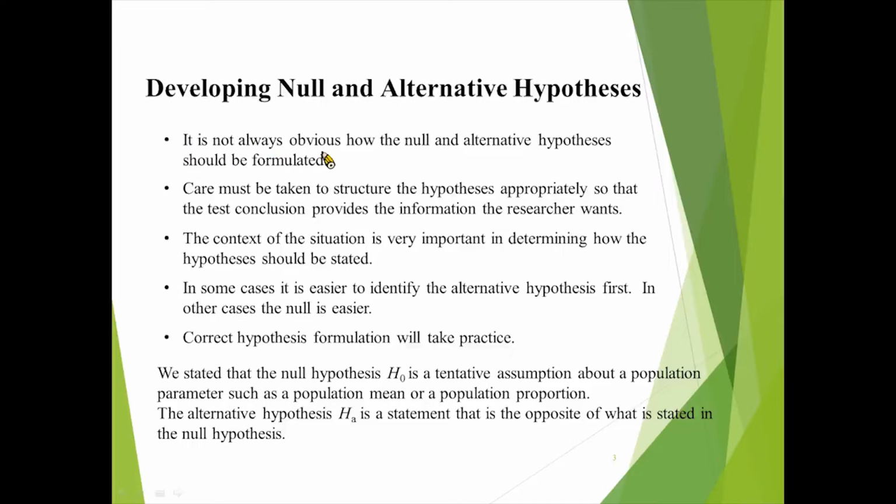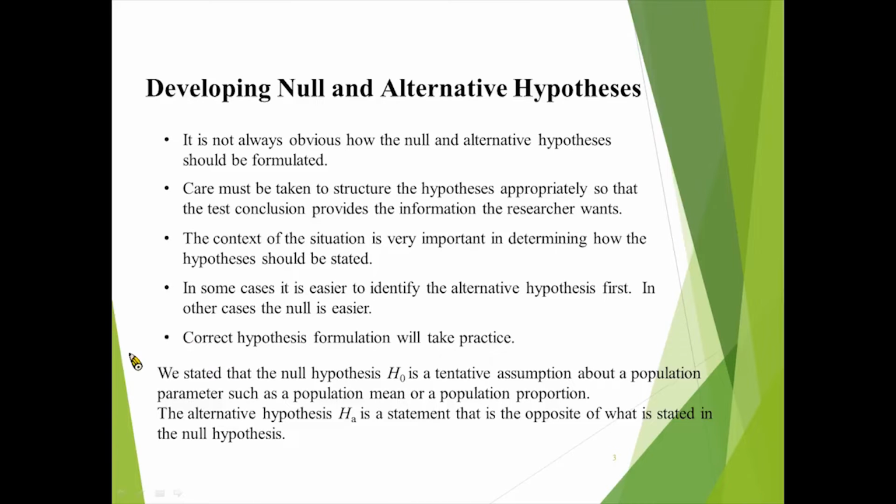It's not always obvious how the null and alternative hypotheses should be formulated, and care must be taken to structure the hypotheses appropriately so that the test conclusion provides the information the researcher wants. The context of the situation is very important in determining how the hypotheses should be stated. In some cases, it's easier to identify the alternative hypothesis first. In other cases, the null is easier. So correct hypothesis formulation will take practice.